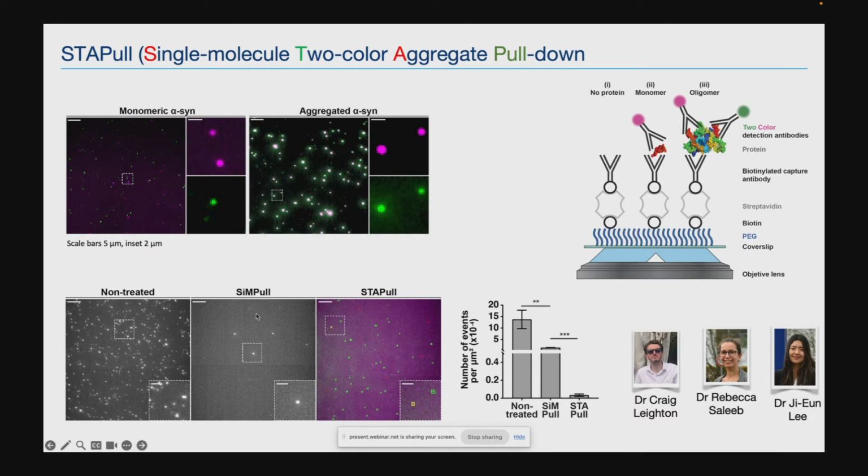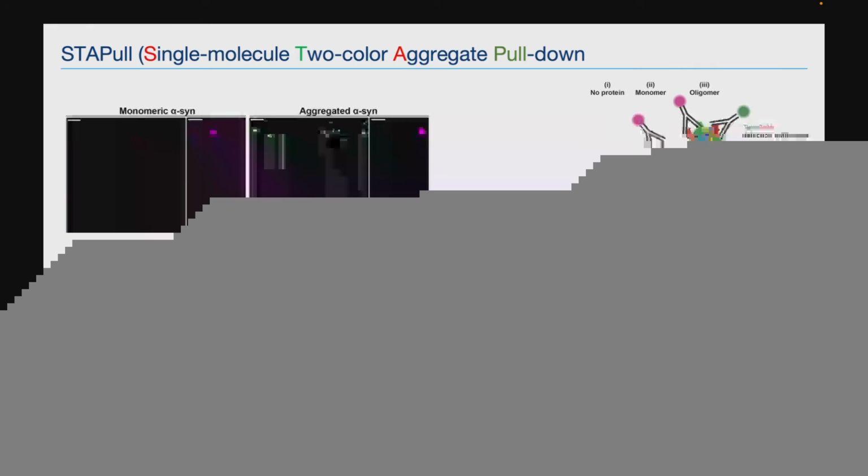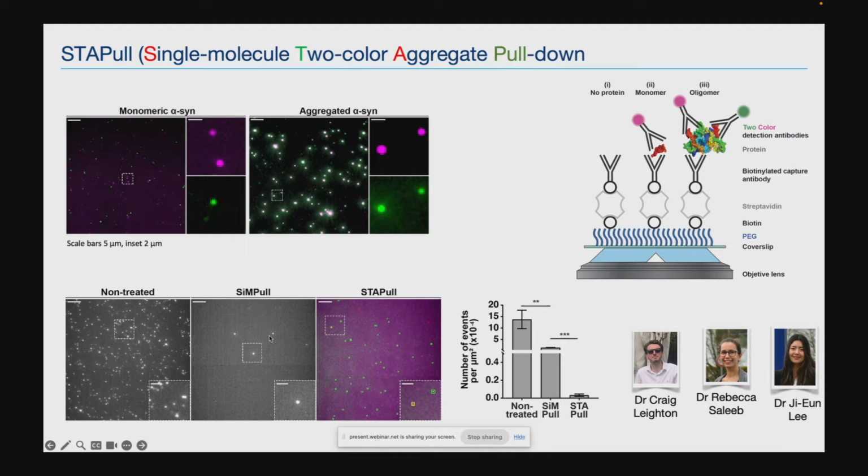With the simple surface, we can see a few spots that correspond to just antibodies sticking to the surface, so there's not complete passivation. However, for the staple approach, we can actually use the advantage of having two colors to remove the background noise as well. Because we're only counting coincident events, the chance of having two antibodies bound in the same place is very low. So we get way fewer events detected when we use our staple approach.